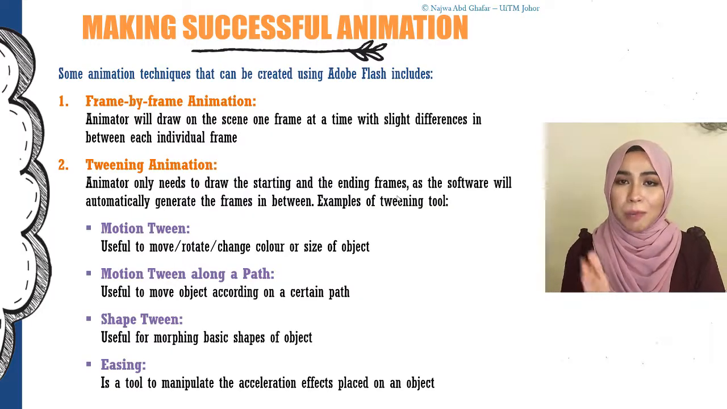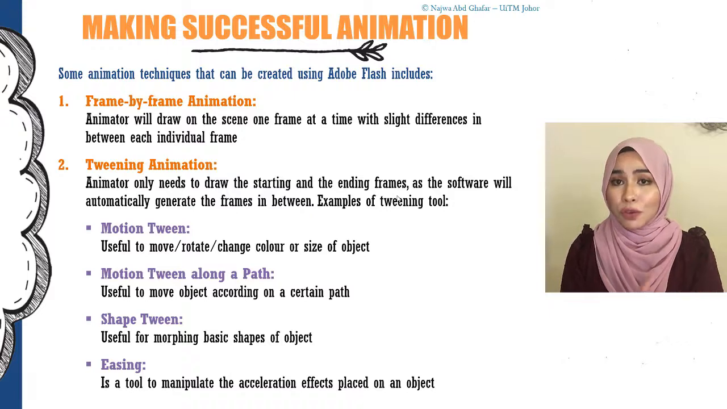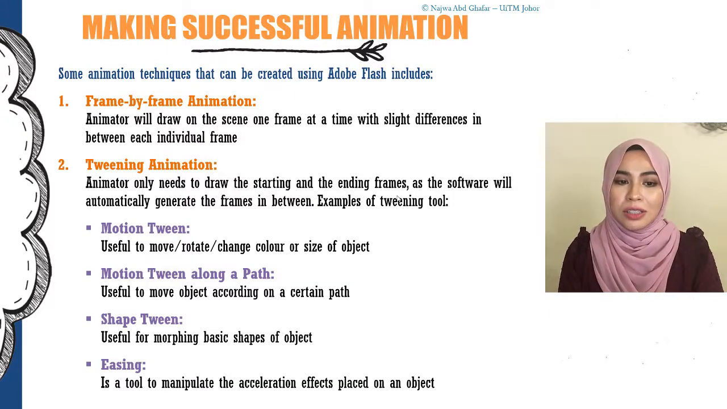Okay, so that is frame by frame animation. The next type of animation is called the tweening animation. With tweening animation, the animator only needs to draw the starting and ending frames, as the software will automatically generate the frames in between. This is what I mean.